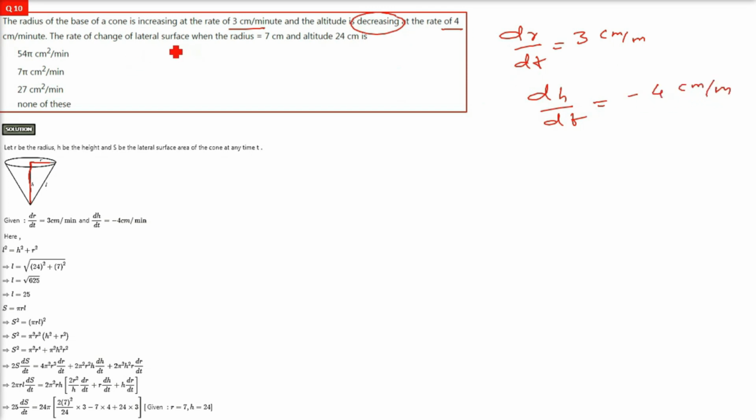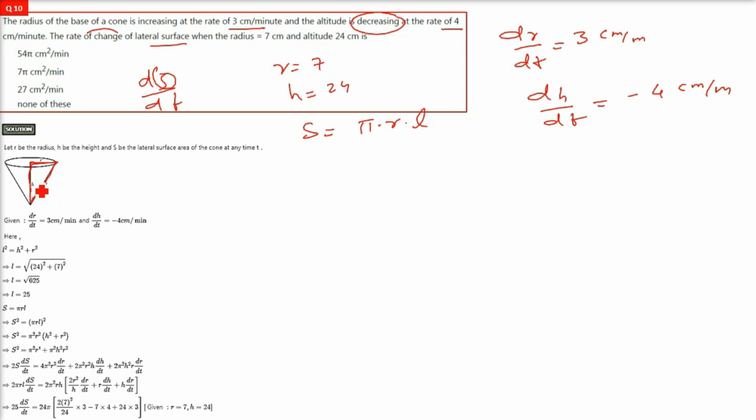All right. Now rate of change of lateral surface. Now lateral surface is a new thing which we are dealing with in this question. So radius is 7 and altitude is 24. Rate of change of lateral surface, so ds by dt, if we call it s. Now the cone lateral surface is pi into r into L. What is this L? This L we don't have. We have to deal with this.